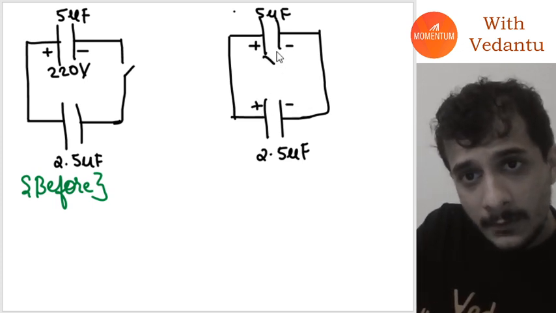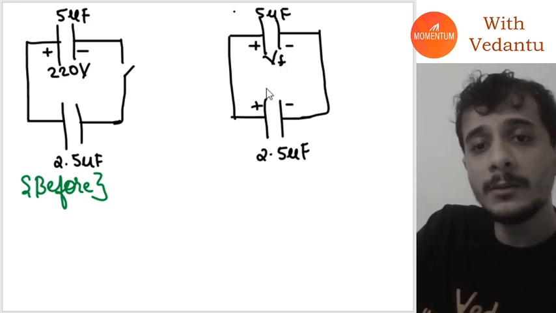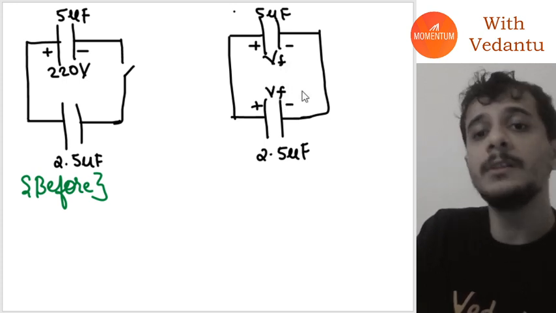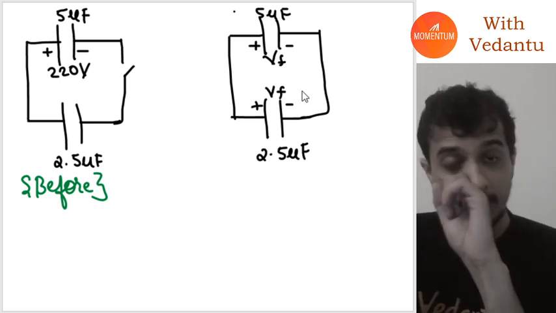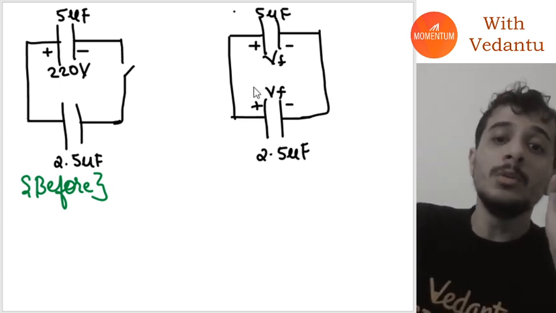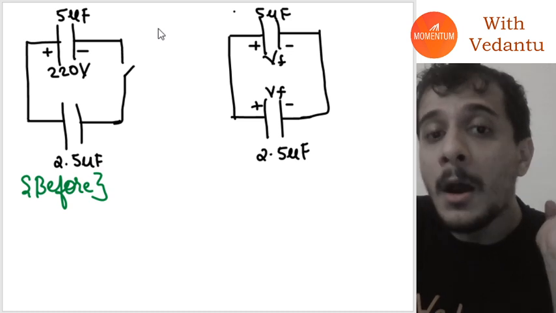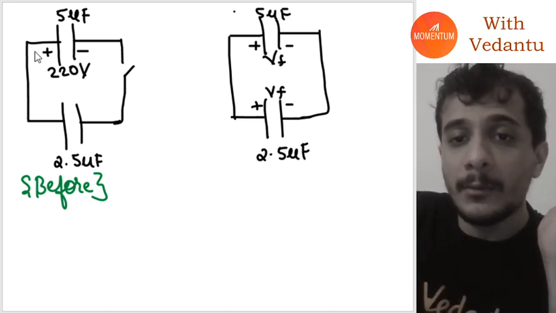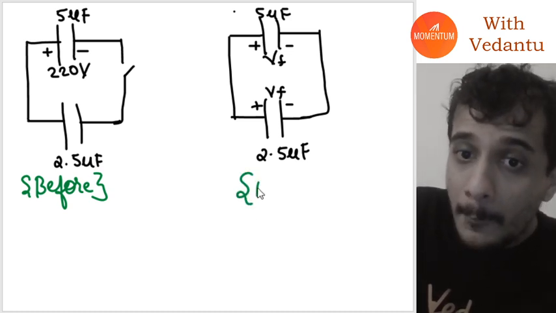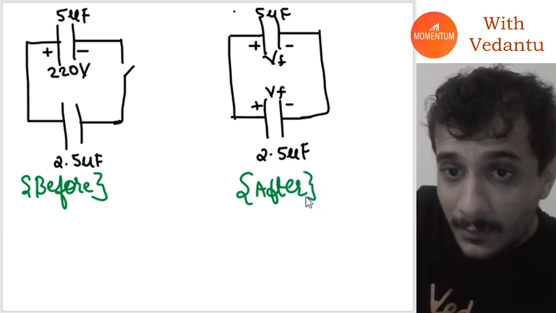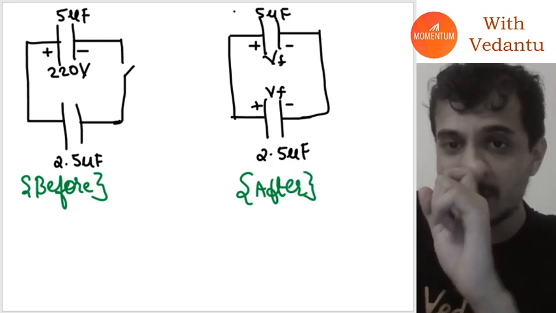So both the capacitors will be charged to a certain potential. Let's say the potential difference of this 5 microfarad capacitor is Vf, then the potential difference of the 2.5 microfarad capacitor will also be Vf. Both the capacitors will have the same potential difference. This is the situation, guys, after the switch is closed.